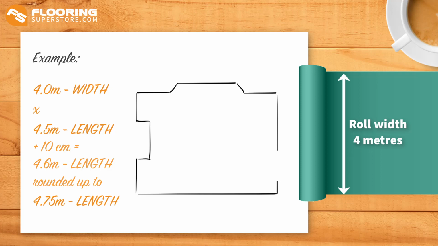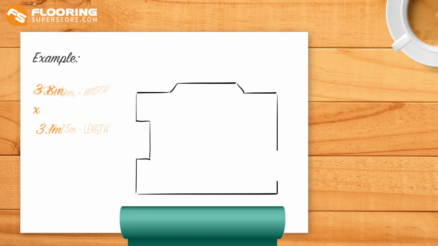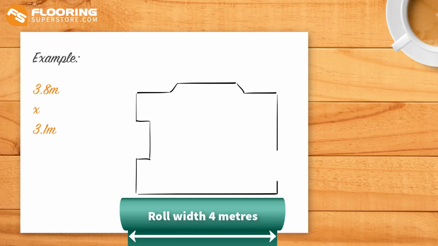for any wastage. If both of the measurements are shorter than the roll width, simply take the measurement that's closest and mark this as your width. The shorter measurement will then be your length. Again, you should round your length measurement up.